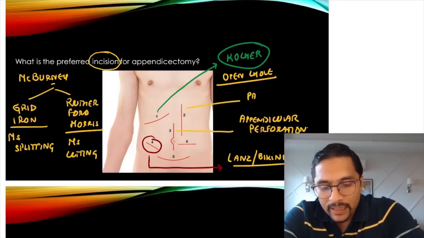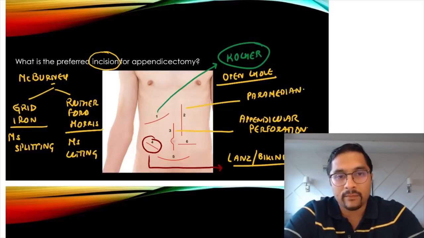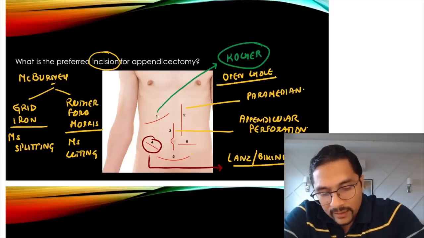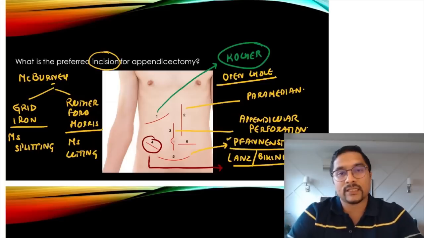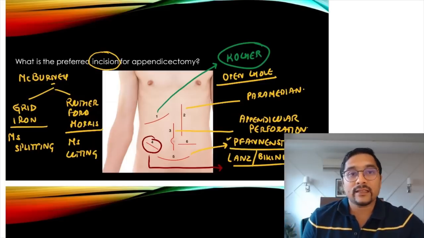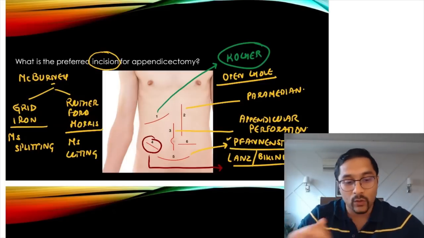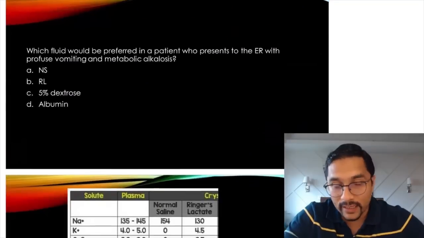Number 2 is a paramedian incision. It is slightly away from the midline, paramedian incision. And number 5 is your Pfannenstiel incision. This is used for cesarean sections. So you should know these incisions for your exam.